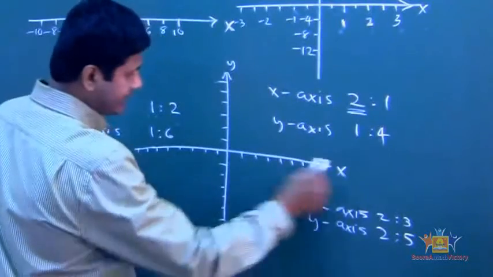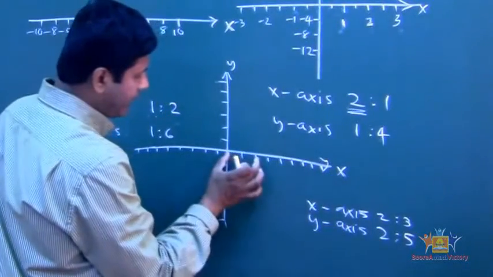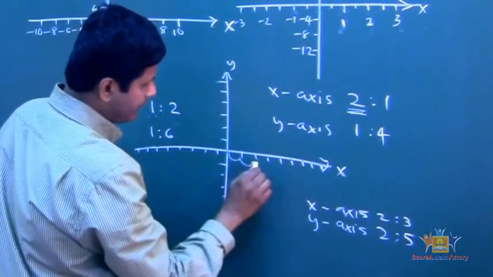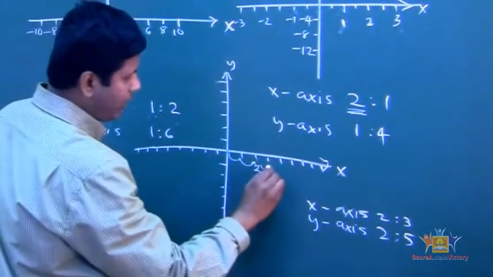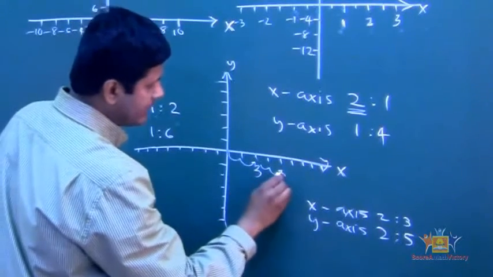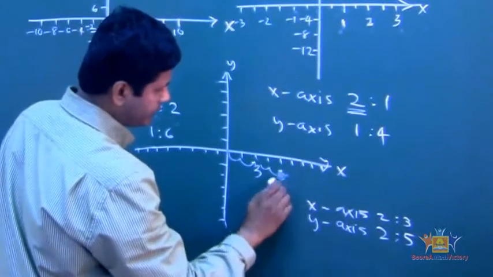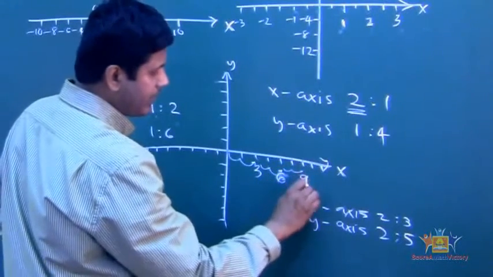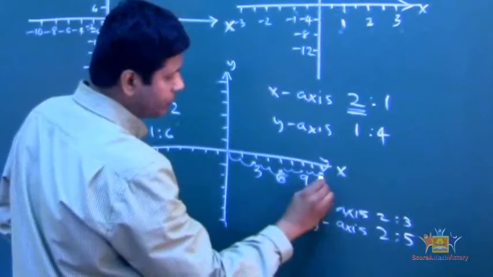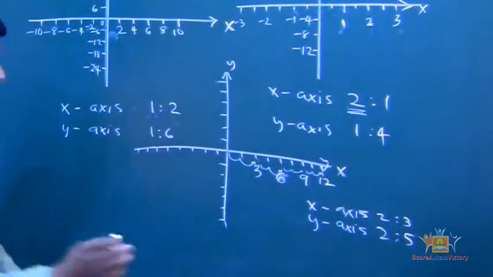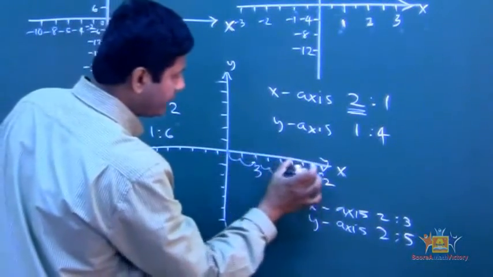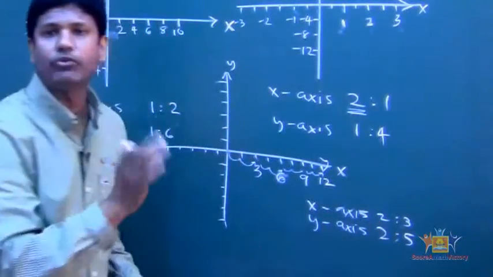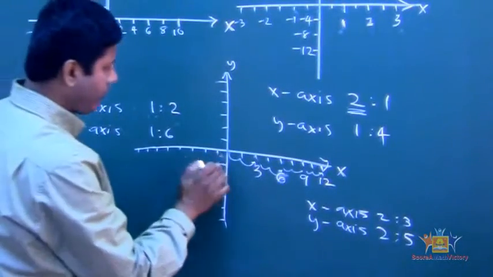Okay, let's start with the x-axis. That means 2 scales represent 3. That means 1, 2 right there, so I'm going to put 3 right there. And then 1, 2, 3 plus 3 is 6. And then 1, 2, so it'll be what? 6 plus 3 is 9. 1, 2, 9 plus 3 is 12. See that? That's what that means. Every 2 scales, the number goes 3, 6, 9, 12, an increment of 3. Alright?